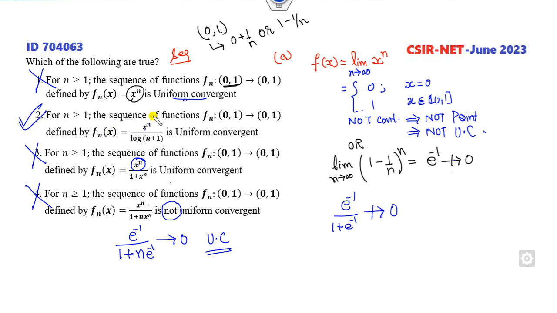How? Because this is e raised to power minus 1 ln of n plus 1, which goes to 0. Therefore this is uniform convergence. So this is the right answer of this problem. So you can see, with very simple tips you can solve it in this manner.